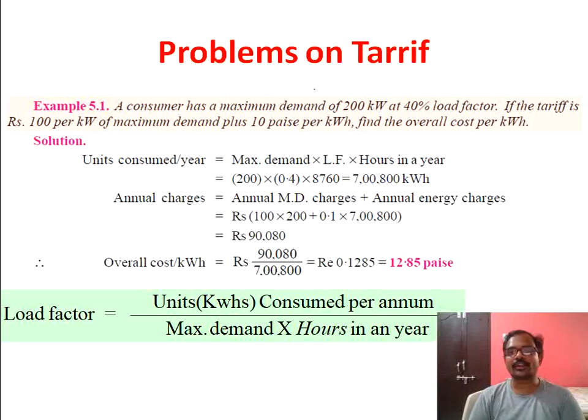Now what is the overall cost per kilowatt hour? Total cost by total kilowatt hours. That's it. Total cost is 90,080 rupees. Total number of kilowatt hours are 7,800. So 90,080 by 7,800 will be 0.1285 rupees. If I multiply by 100, I will get it in terms of pice. It is 12.85 pice. That is, the cost per unit is 12.85 pice. It is the first problem.